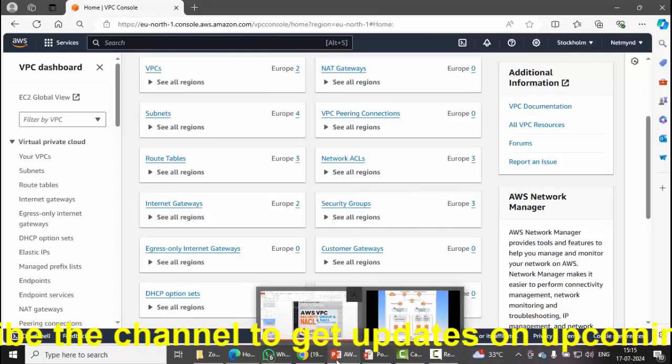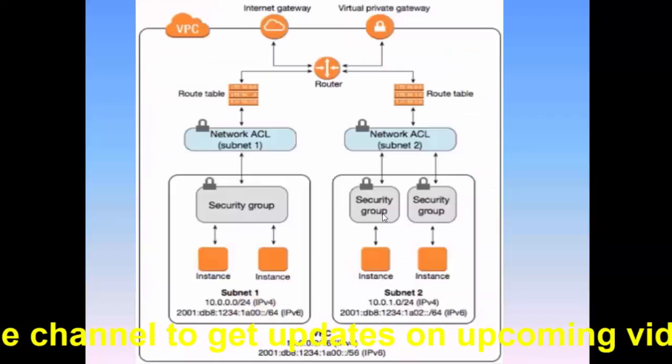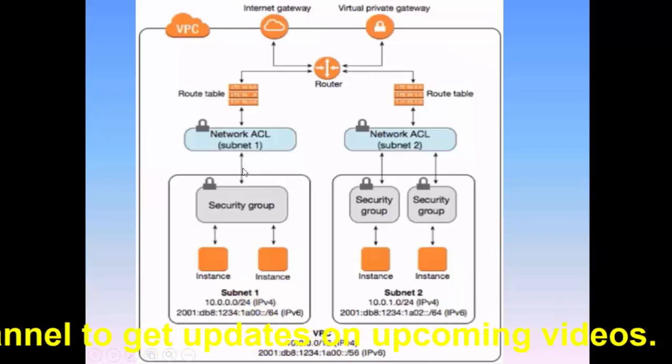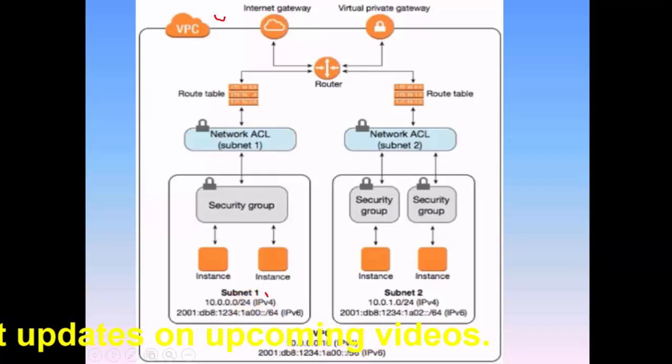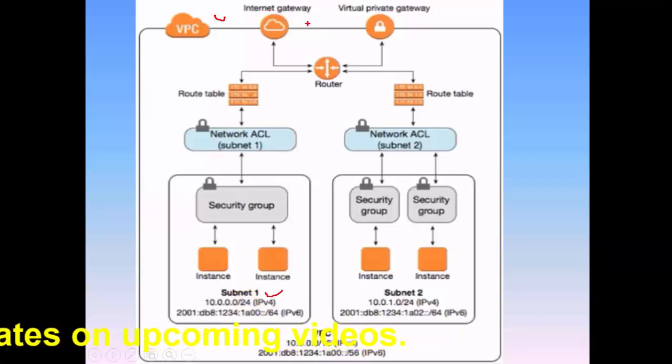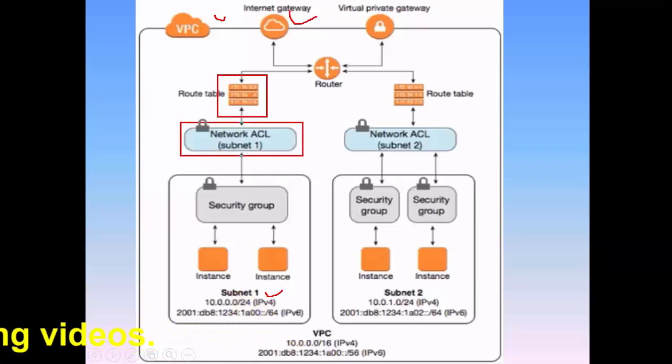So what we did: first we created a VPC, then we created a subnet, then we created an internet gateway, then we created a routing table, then we created NACL and EC2s also. We have created and added different rules on the NACL.